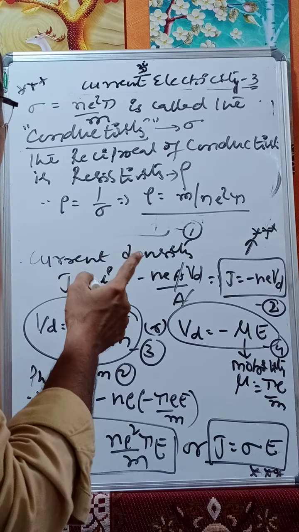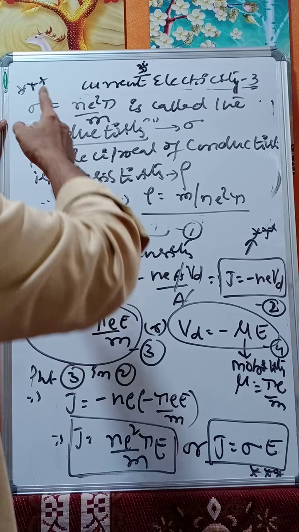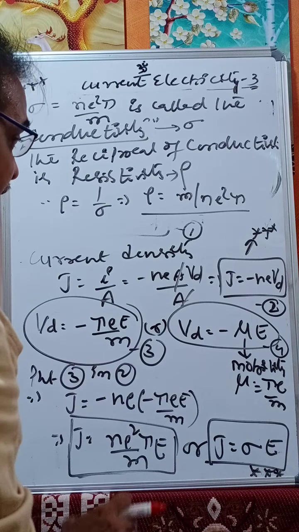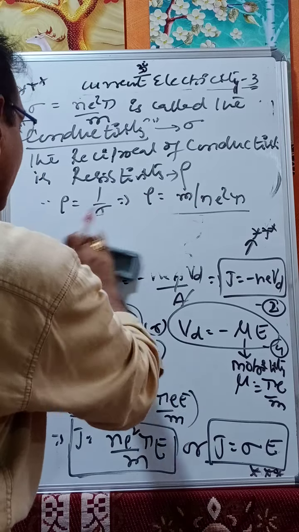Here tau is the relaxation time, which I have discussed clearly in lecture 2. And sigma is equal to Ne square tau by m.